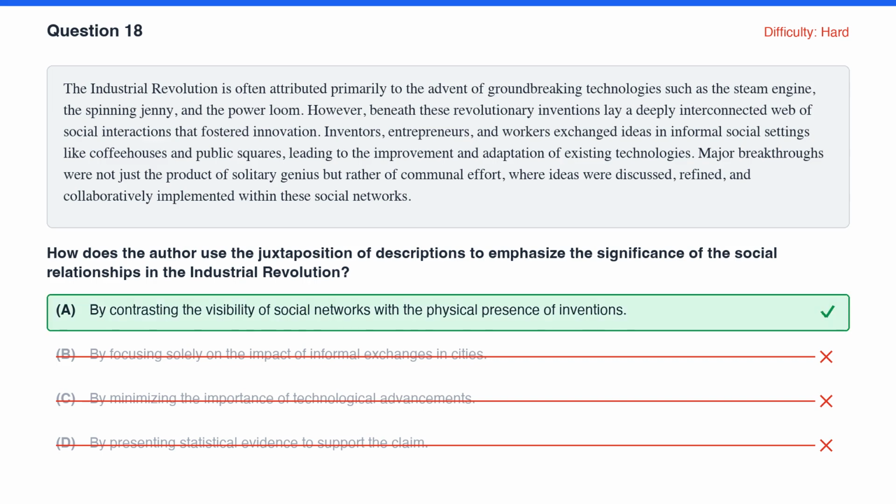Choice A is correct because the passage explicitly sets the visible, tangible inventions against the less visible but equally crucial human networks. By describing the machines and then revealing the communal conversations beneath them, the author elevates social relationships to the same level of importance as the physical technologies.